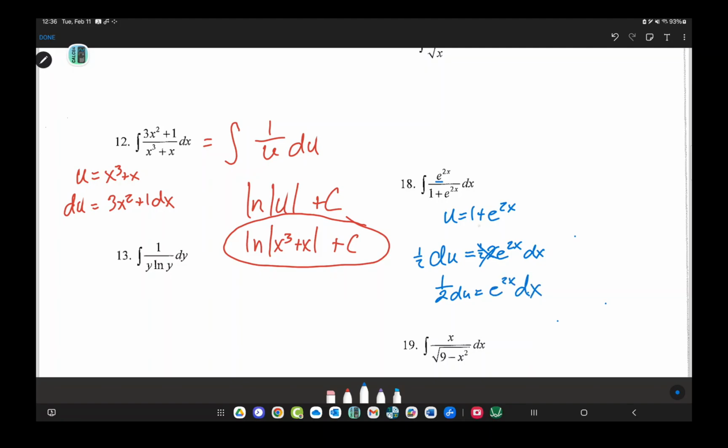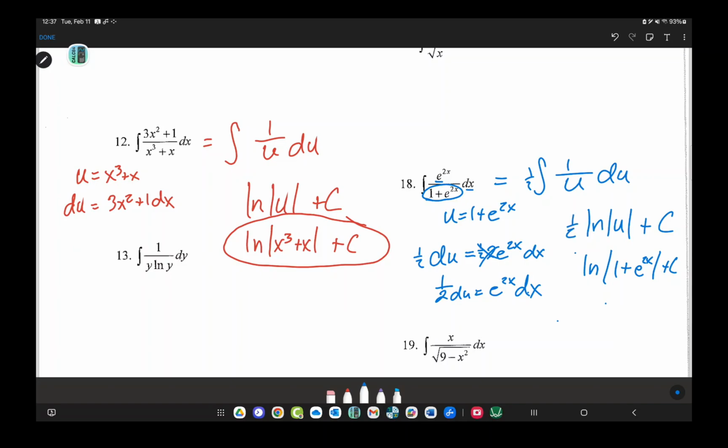So again, we're going to replace 1 plus e to the 2x with u, and replace e to the 2x dx with du. So substitution, which again gives us the same integral we had before. We get the natural log of the absolute value of u plus c. In this case, we had natural log of 1 plus e to the 2x plus c. And I didn't forget the 1/2, did I? So 1/2.